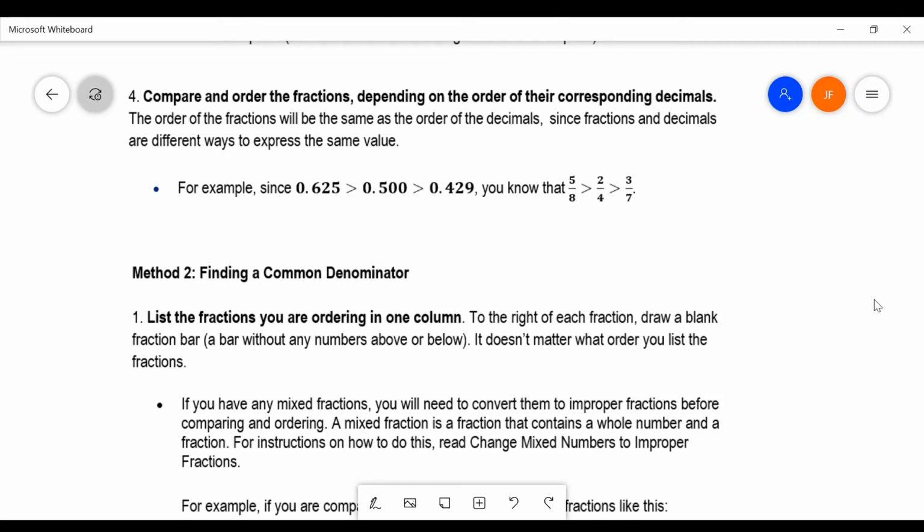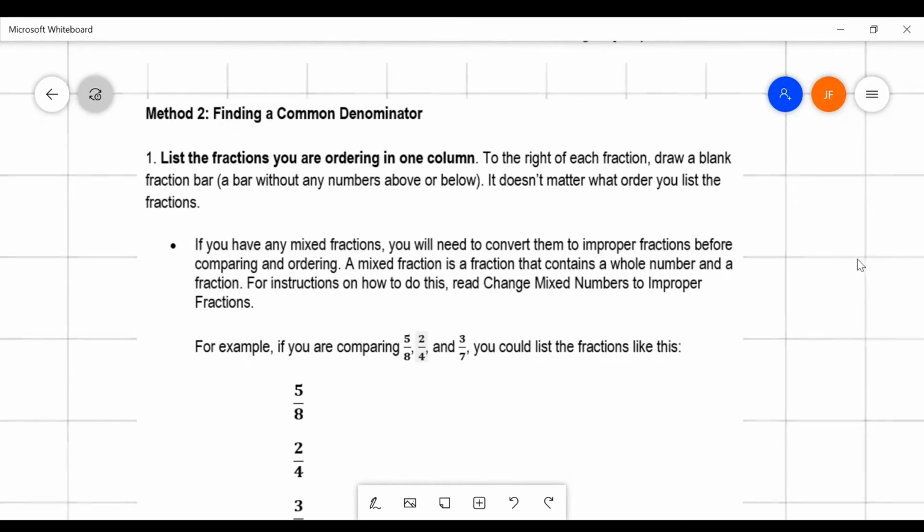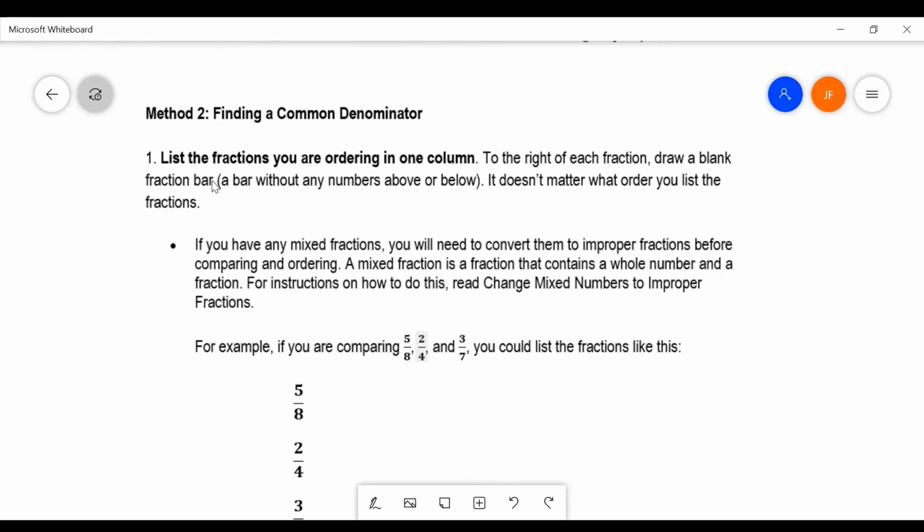Now for our second method, we are going to discuss finding a common denominator. First step for this method, list the fractions you are ordering in one column. To the right of each fraction, draw a blank fraction bar, a bar without any numbers above or below. It doesn't matter what order you list the fractions.